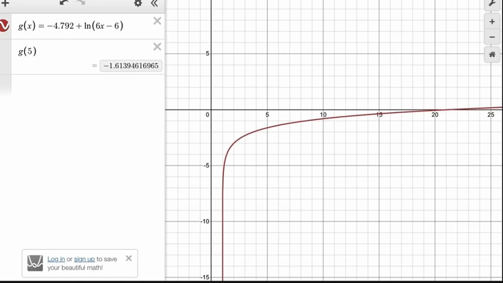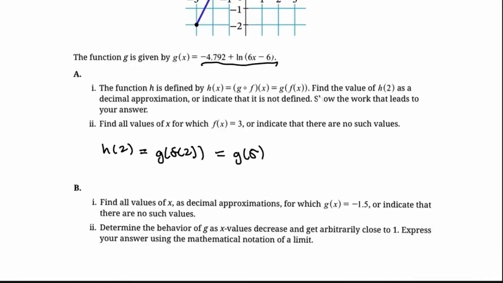And then you go to Desmos, you get the answer, negative 1.61339. And then that rounds to negative 1.614. So the answer is g of 5 equals negative 1.614.